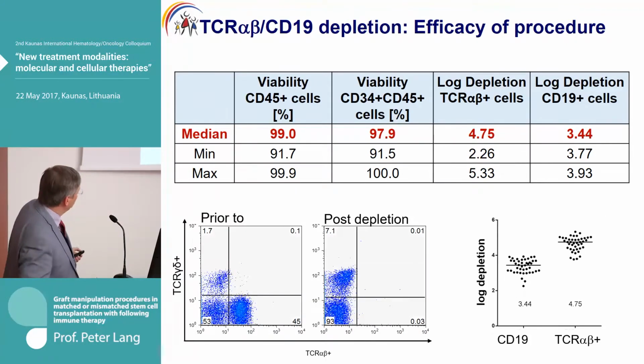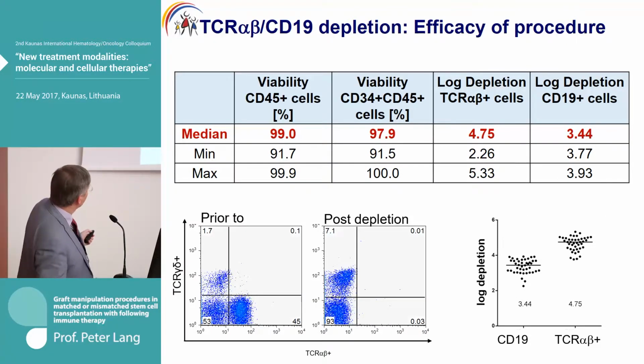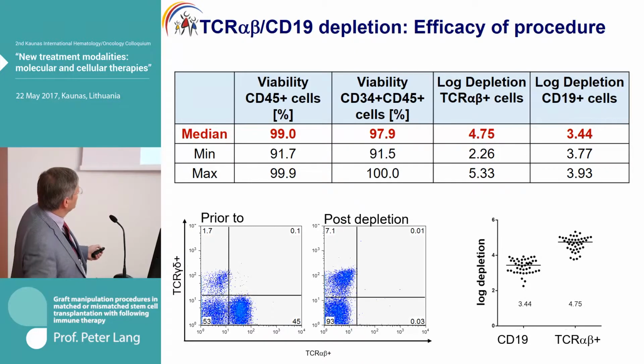Here you can see a typical flow cytometry analysis prior to and post depletion. Alpha-beta T cells are completely depleted, whereas gamma-delta T cells are retained in the graft. And this is to show you that the procedure is very reliable, without any outliers and with very low variances.